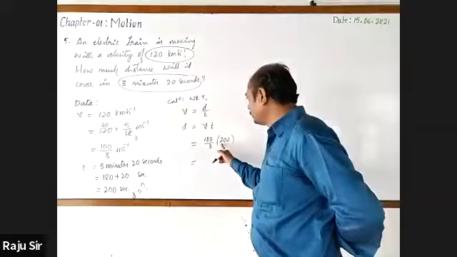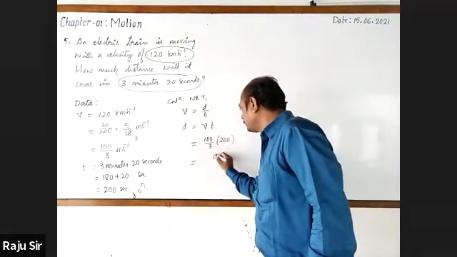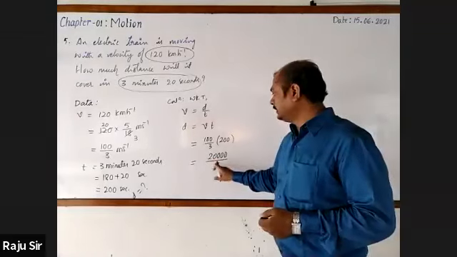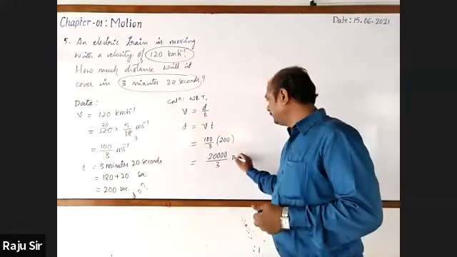Now multiply this. 100 into 200: 4 zeros, and 2 ones are 2. It is 20,000 by 3 meter. Followed?